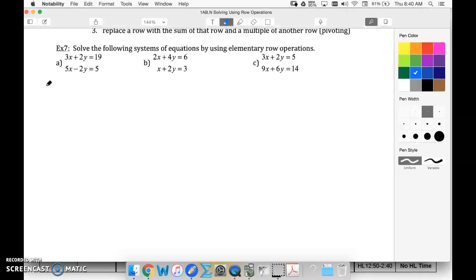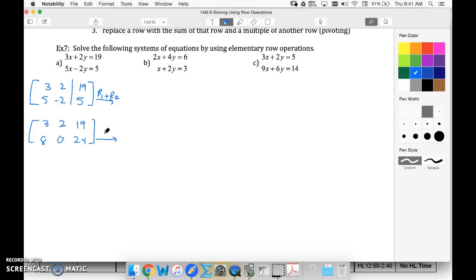I'm going to go ahead and create my augmented matrix: 3, 2, 19, 5, negative 2, 5. Okay, so the first thing I'm going to do is leave row 1 alone, and then add row 1 and row 2. So that's going to give me 8, 0, 24. So I'm going to replace this bottom row with row 1 plus row 2.